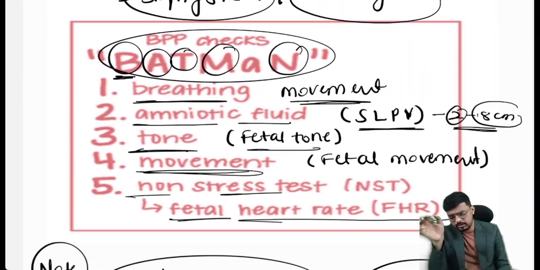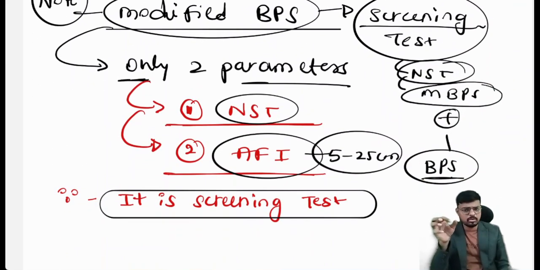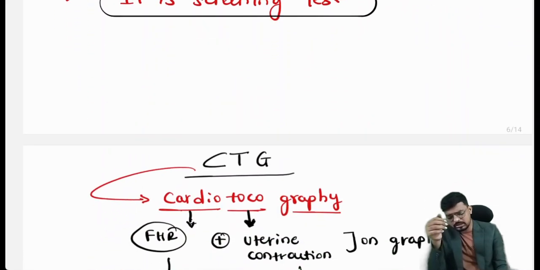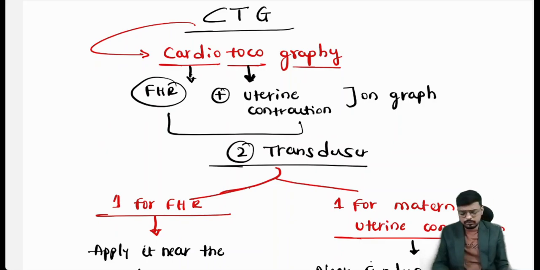And that is the mnemonic for our biophysical score. I also told you one more thing, the modified biophysical score, which is a screening test. So there are two screening tests in total: one is the NST, and the other is the modified biophysical score. If both are non-reactive or show any abnormality, we will go for the full biophysical score. That is very, very important. So far we have discussed how we have to monitor during the antenatal period.